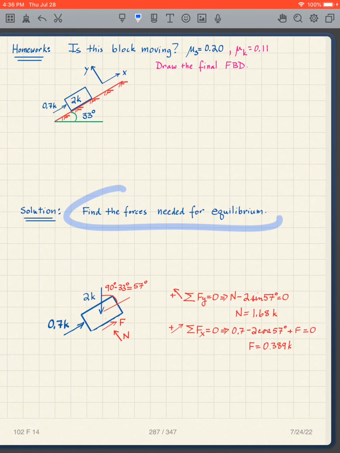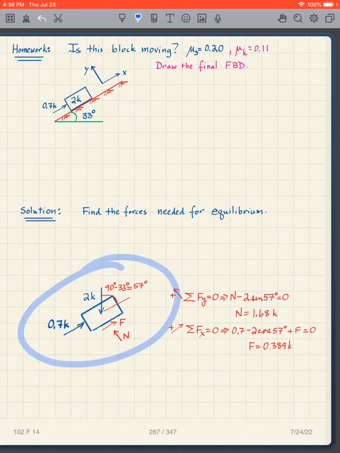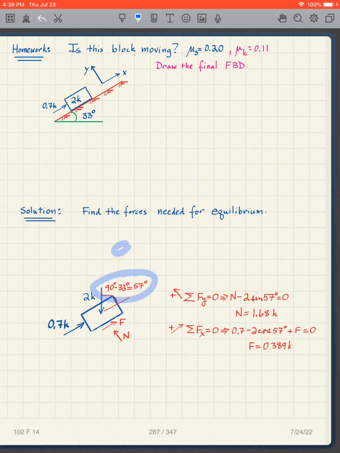Okay, so find the forces needed for equilibrium. Well, that's simple because we've been doing that. There's my free body diagram. Again, this angle is going to be 90 minus my theta, another 90 minus the 33 degrees. So that's 57 degrees. And again, I'm making a cut through this frictional surface, which means that I have an N and an F there. I'm going to take the sum of the forces equaling 0 to get my N and F.